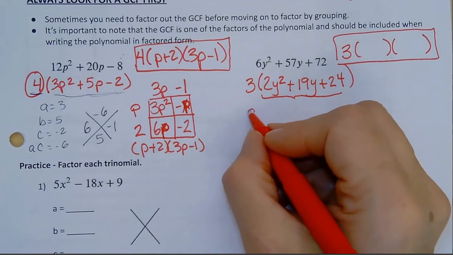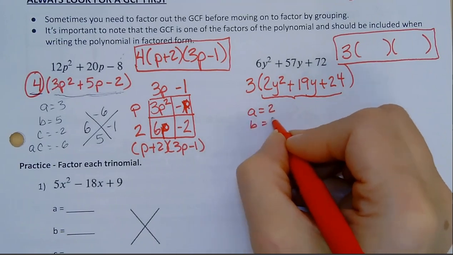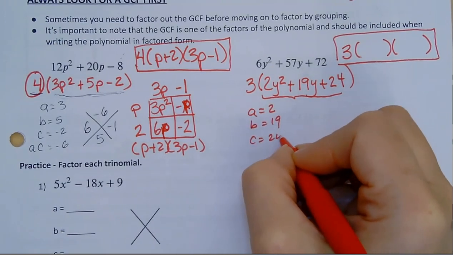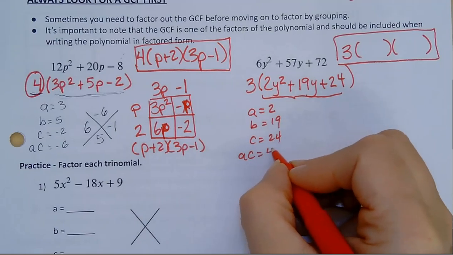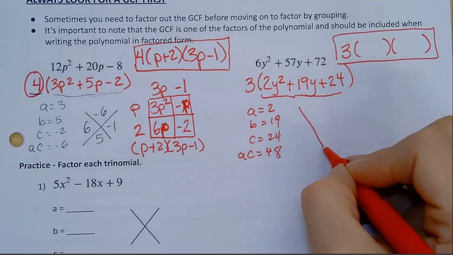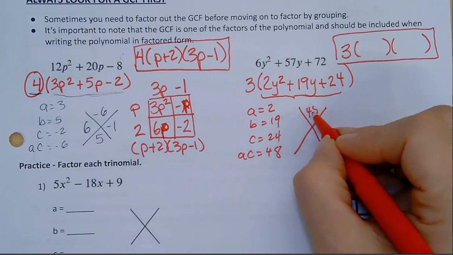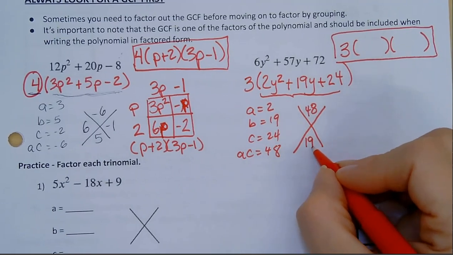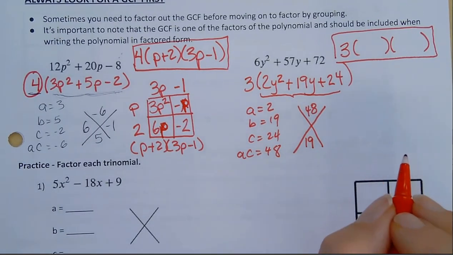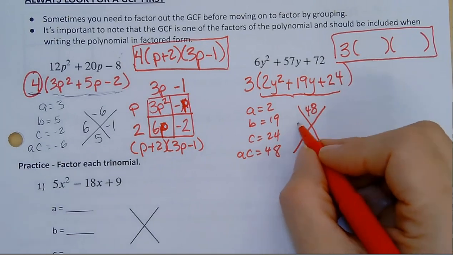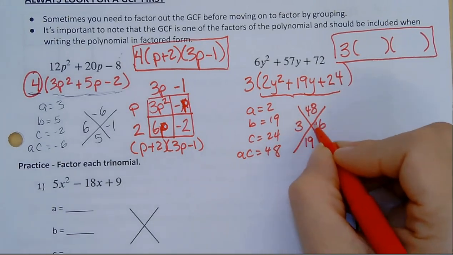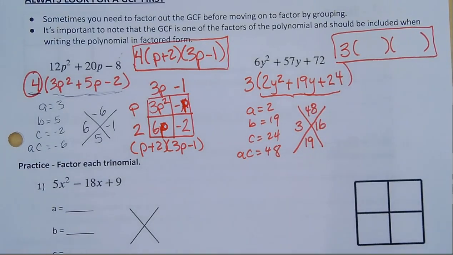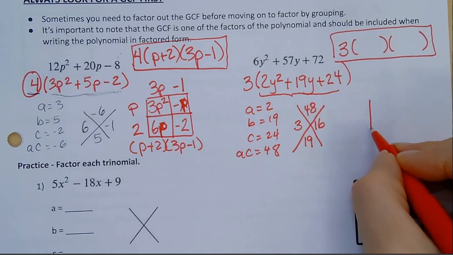When I want to factor that, I know A is 2, B is 19, and C is 24. AC is then 48. So what two numbers multiply to give me 48, but add together to give me 19? And when I think that one through, it's going to be 3 times 16 gives me 48, and 3 plus 16 is 19. So here's my box.